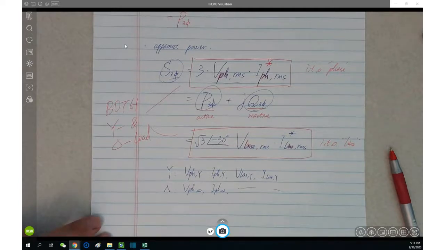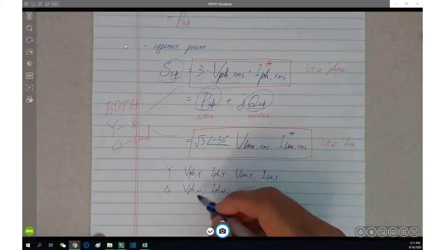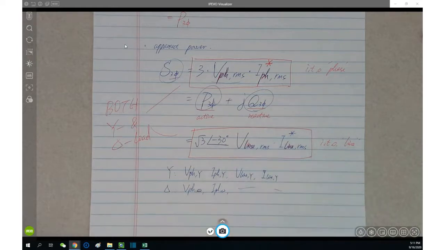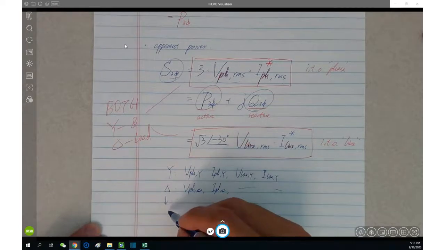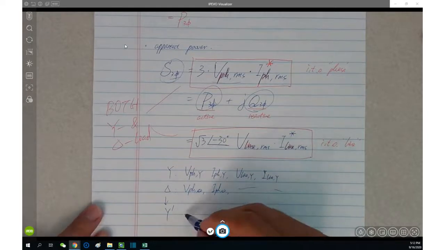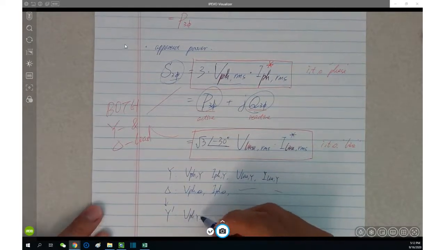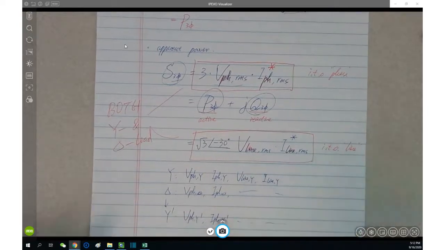So we're going to talk about a single phase circuit. We are solving a single phase circuit representing the three phase. I think this is the best way. So when you're writing, maybe you are transforming from delta to the Y, and you want to label that Y as Y prime rather than the original Y. You understand what I mean? So correspondingly here is Y, phase Y prime, and so on and so forth.